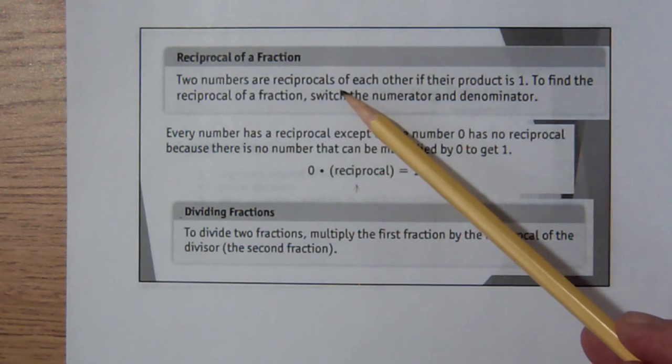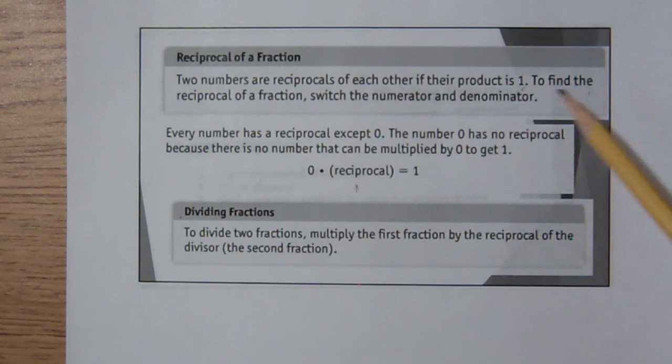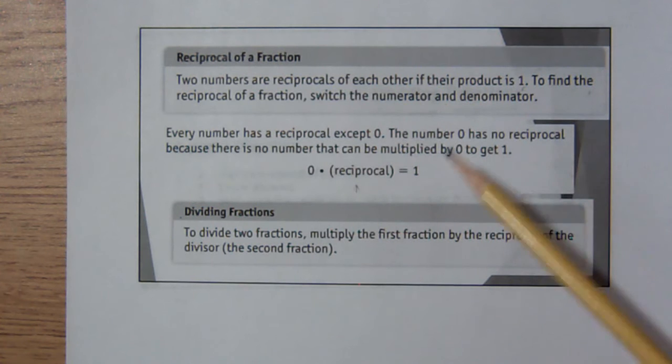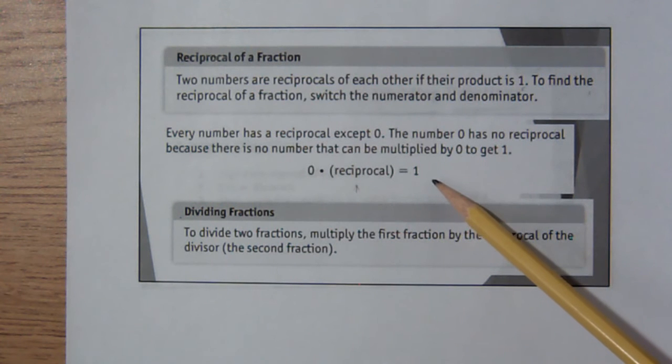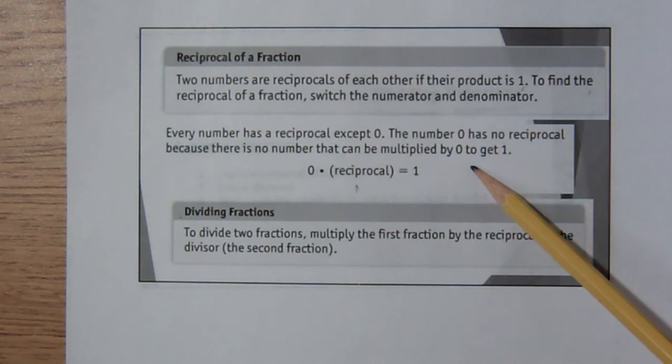Two numbers are reciprocals of each other if their product is 1. So to find the reciprocal of a fraction, switch the numerator and denominator. Now every number has a reciprocal except 0. 0 has no reciprocal because you can't divide by 0.